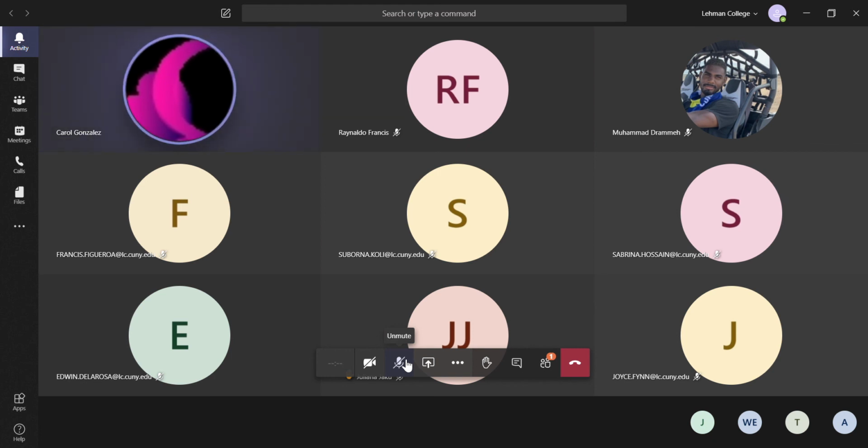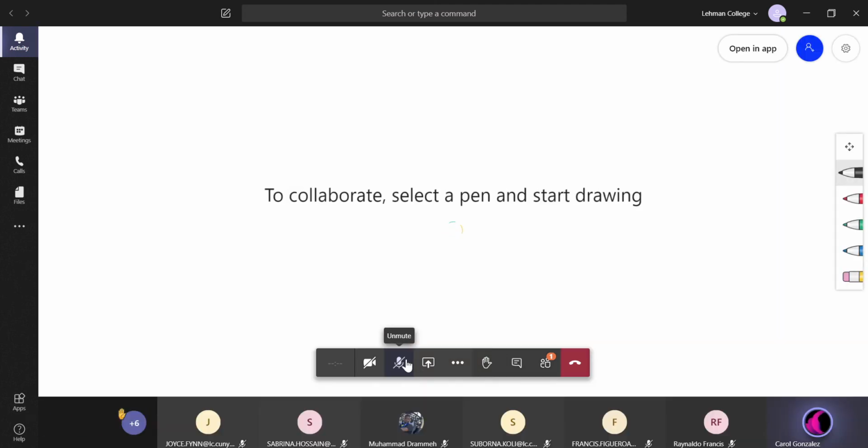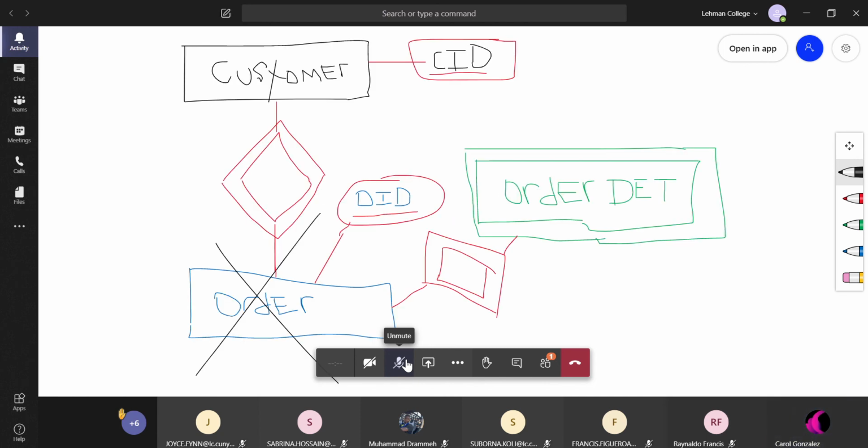What's going on in 3.5NF, once I get the whiteboard up and running, is that at one point or another, I'm going to erase this here.